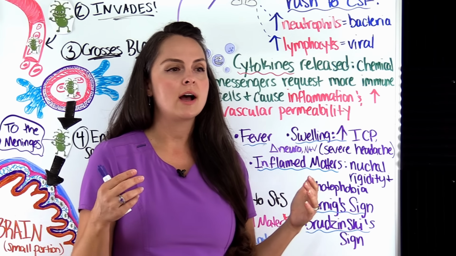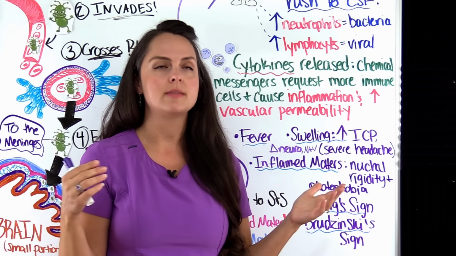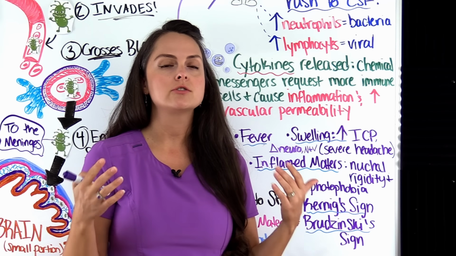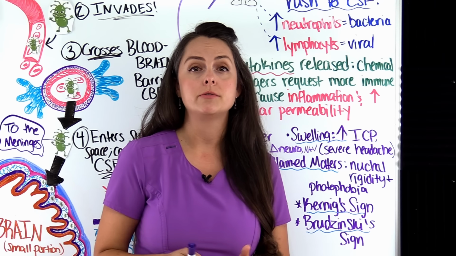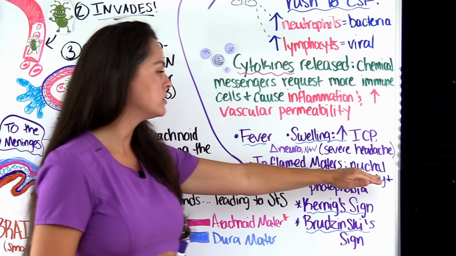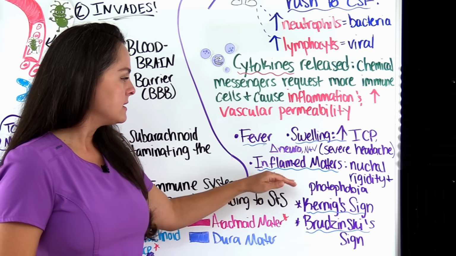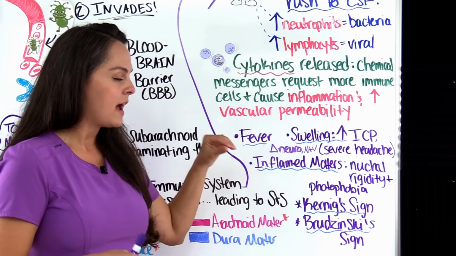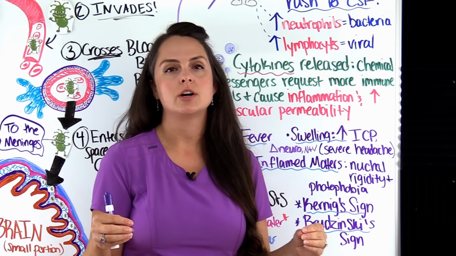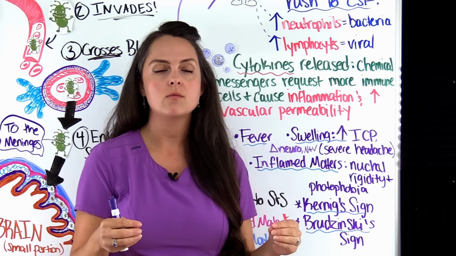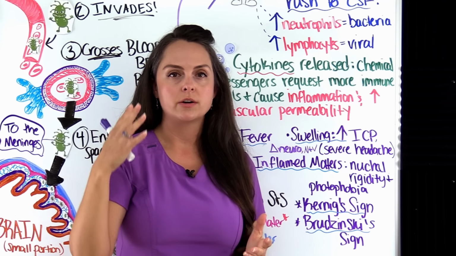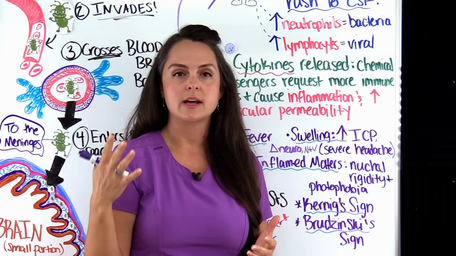So whenever they try to bend their chin to their chest, so bend that neck forward, it's going to be extremely painful, or they may not even be able to do it at all. The proper term is nuchal rigidity. Because our meninges are inflamed, that irritation can extend to the nerves and it can cause photophobia, where bright lights will hurt the patient's eyes and they'll have vision changes like blurred vision.